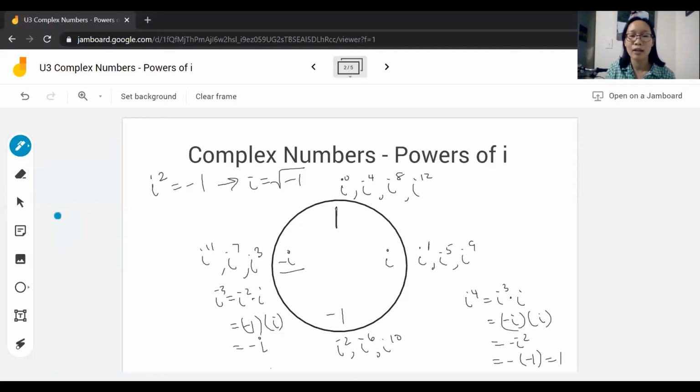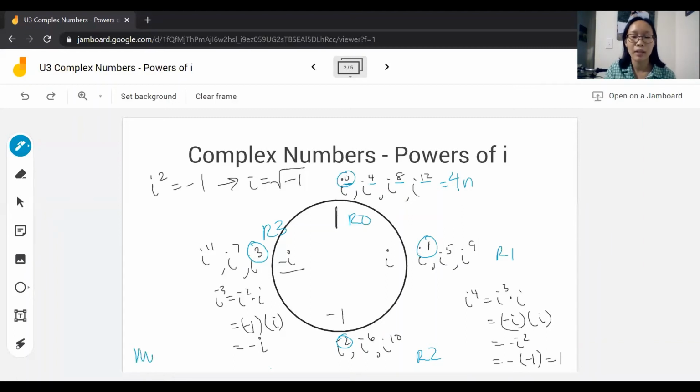I noticed that at the top, all of these numbers, 0, 4, 12, are multiples of 4, and they have a remainder of 0. 1, 5, and 9 are all multiples of 4 plus 1, so they have a remainder of 1. 2, 6, and 10 are all multiples of 4 with remainders of 2. And 3, 7, and 11 are multiples of 4 with remainders of 3. So it looks like the remainders will tell me what position of the clock I'm on. I can keep going around and around, but my remainder will tell me where to stop.